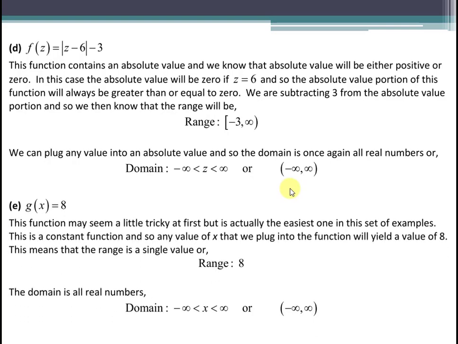So the next one, g of x is 8. What can we say here about range and domain? Exactly. The range is 8, just because it is a line that goes through the point 8 parallel to the x axis. So the range is equal to 8, and the domain is all real numbers.